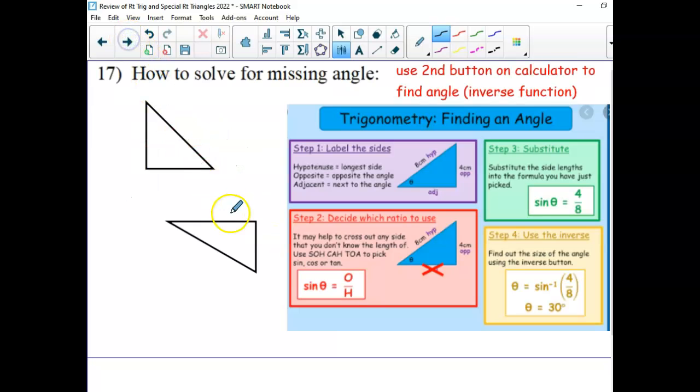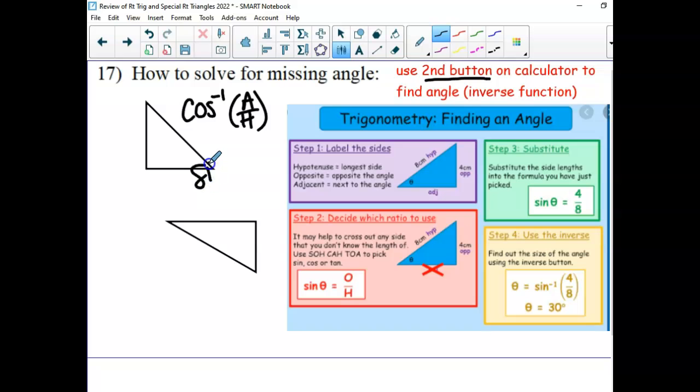Okay. The next idea we have is to find an angle. You do these no different until you go to the calculator. Because then when you get to the calculator, you're going to have to tell it, I already know both of the sides. I need an angle. So you're undoing the ratio. So we're going to use the second button on the calculator. We are going to use inverse of cosine, or second cosine, if we have adjacent over hypotenuse.